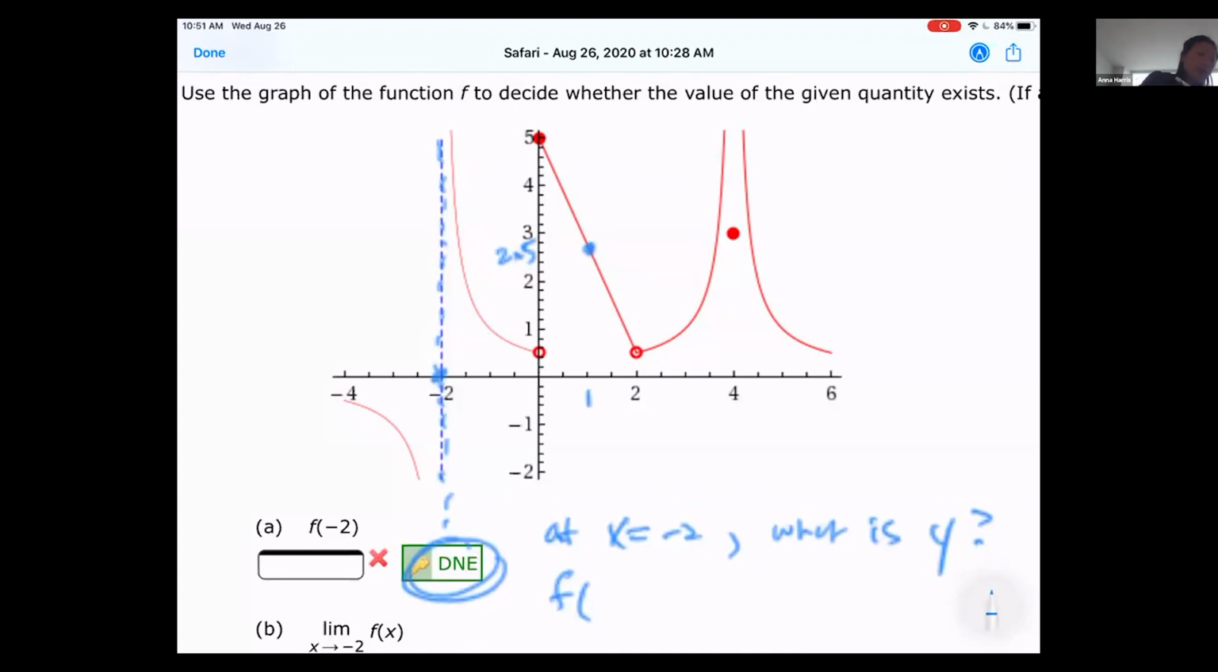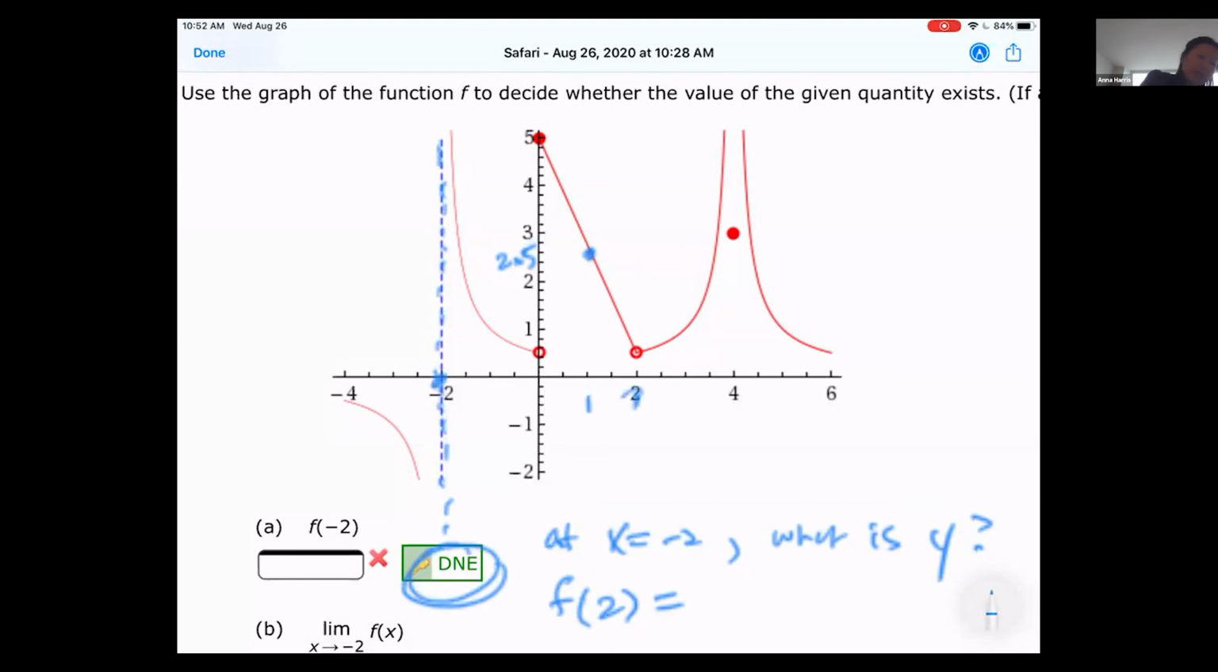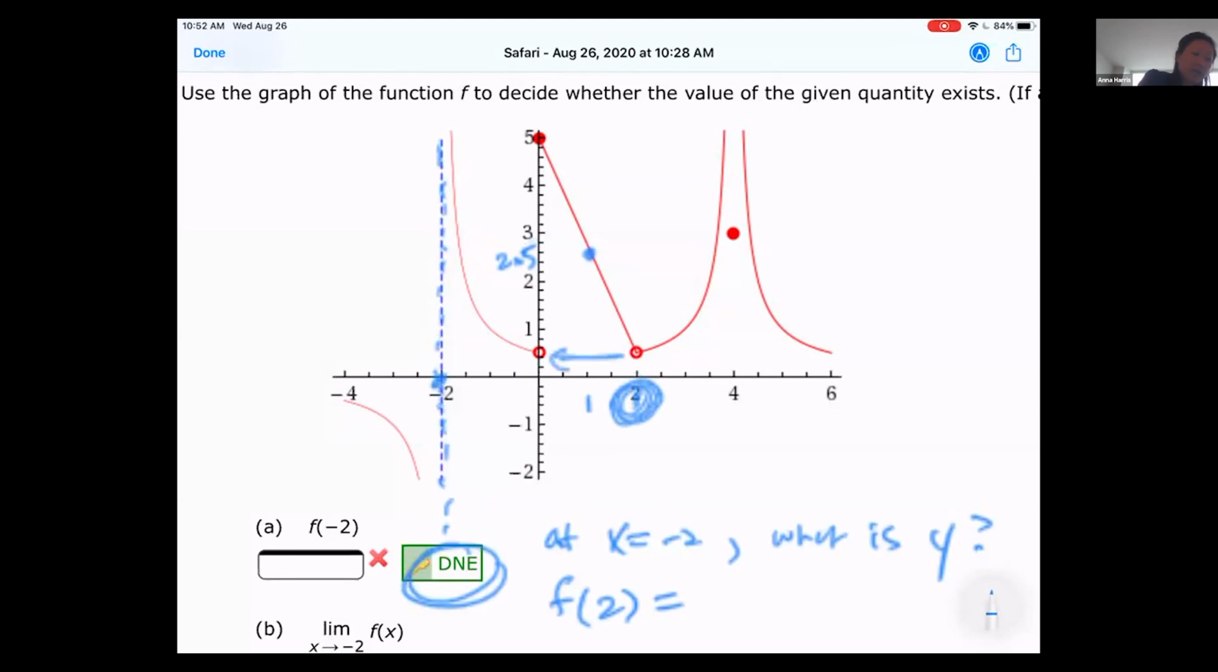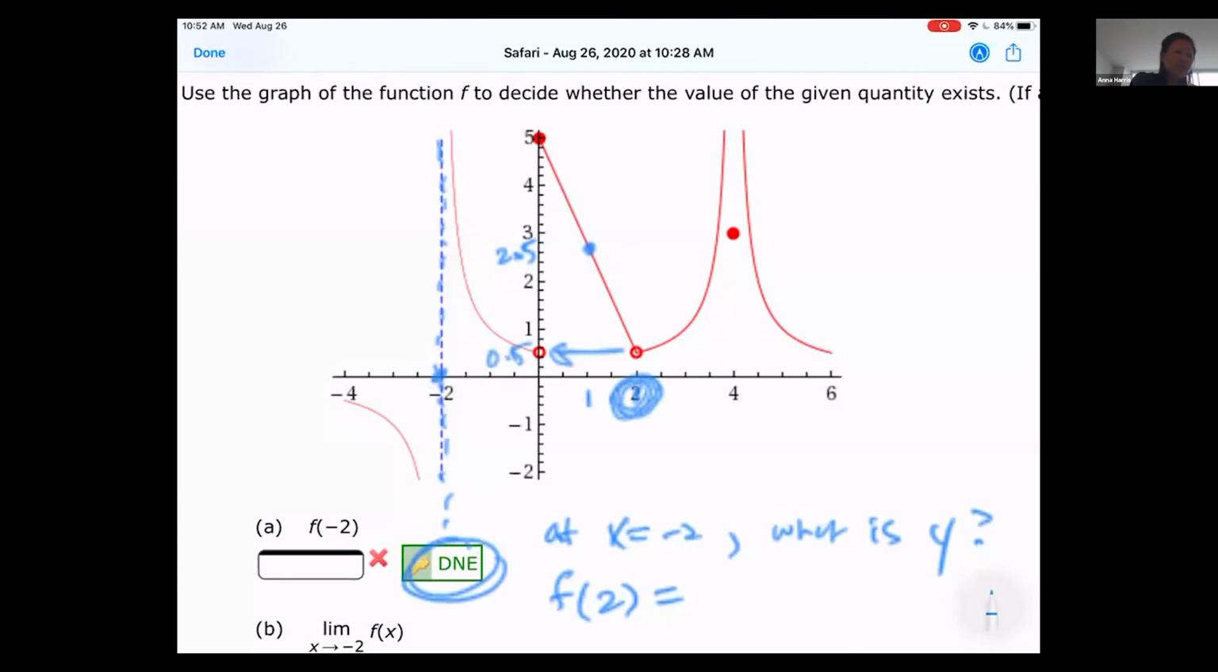Okay, what about f of, say, 2? What is my f of 2? This is my 2, isn't it, right here? I need to look at my x equal to 2. Okay, x equal to 2. What is my y value? If I had a y value, that's what number it should be, which is like a 0.5 or something. But is this a circle or is it a solid?